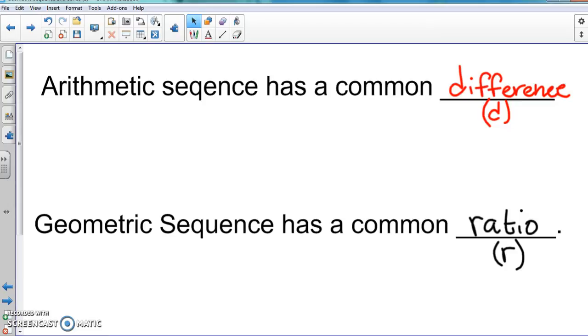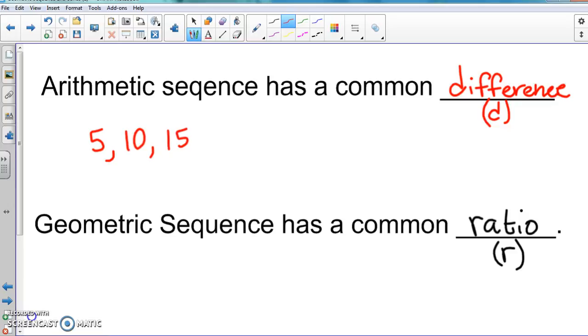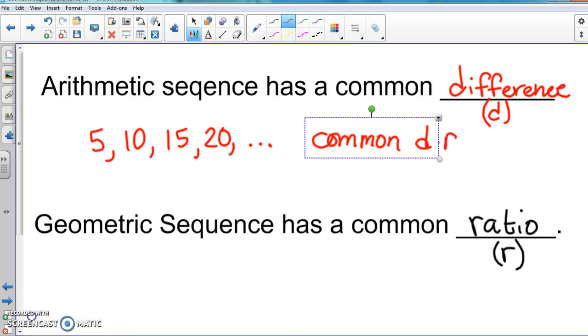So for example, let's say we had this sequence here. Let's do something simple. Alright, so we have that. If you look at it, you're adding 5 to 5 to get 10, and adding 5 to 10 to get 15, and adding 5 to 15 to get 20, and so on and so forth. So that had a common difference of 5. So that made it arithmetic because it had a common difference.